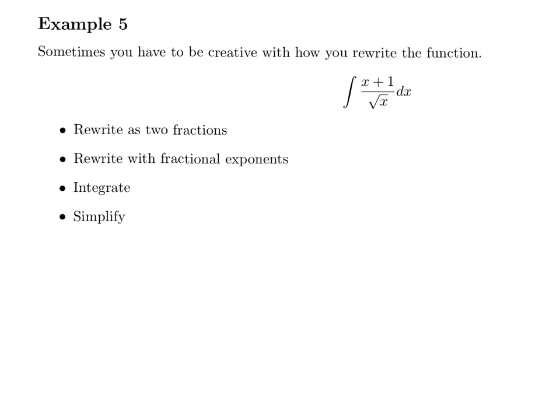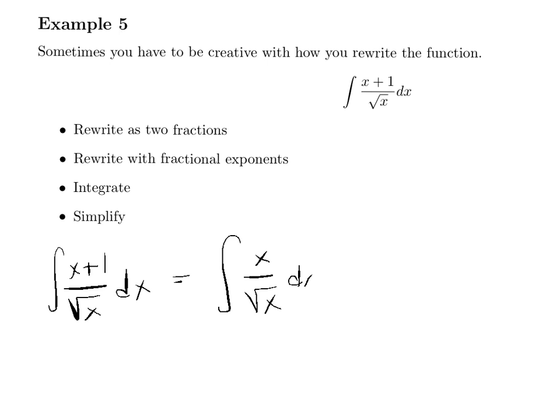This right now looks like you would have to use some kind of quotient rule, but remember, we don't have any kind of quotient rule yet for how to deal with rational integrands. So what we want to do is instead rewrite this as a single polynomial. The first thing we'll look at is separating it into two fractions. Since there's only one term on the bottom, we can separate the terms on the top: integral of x over square root of x dx plus integral of 1 over square root of x dx.